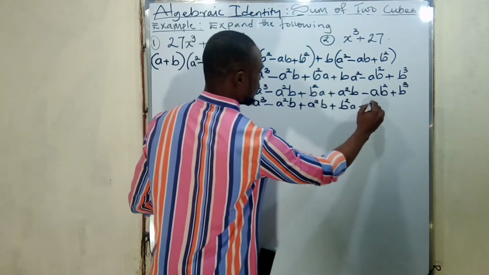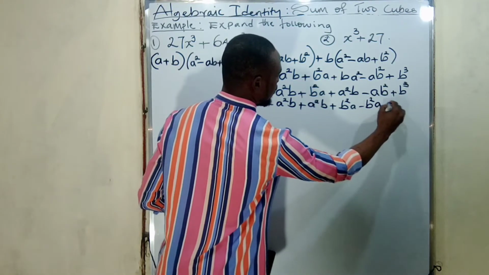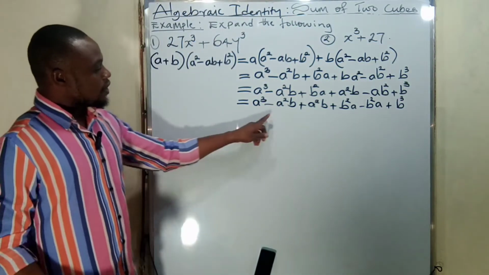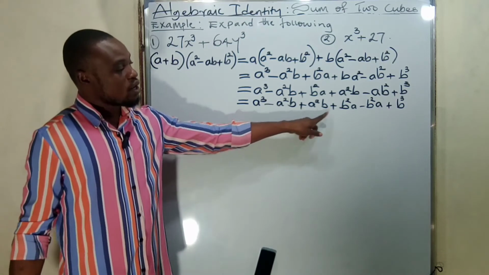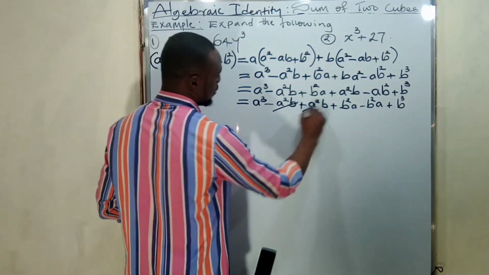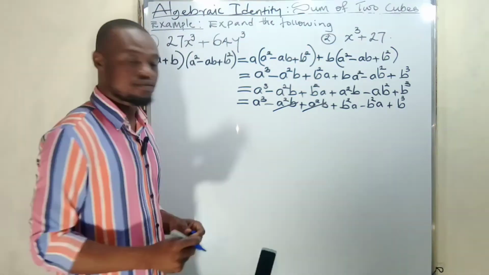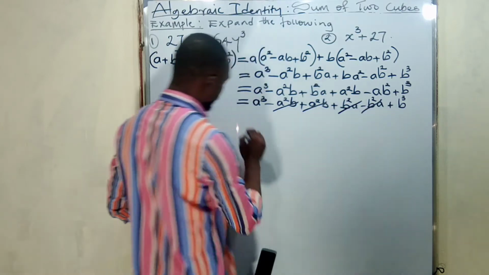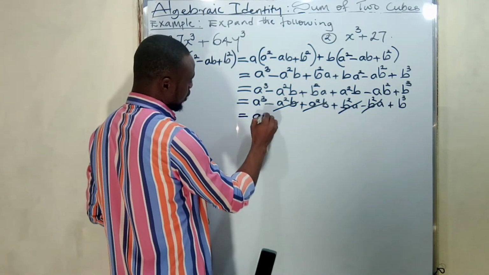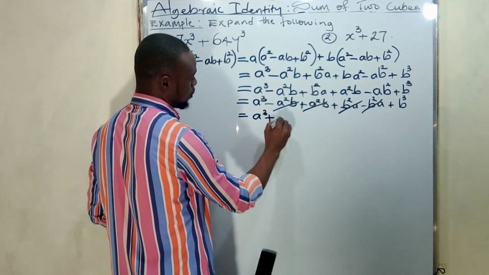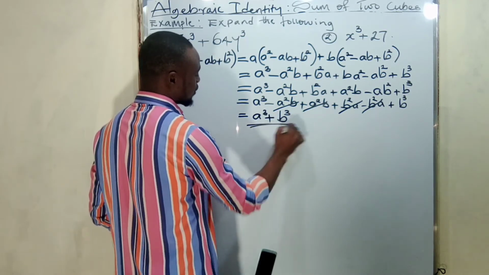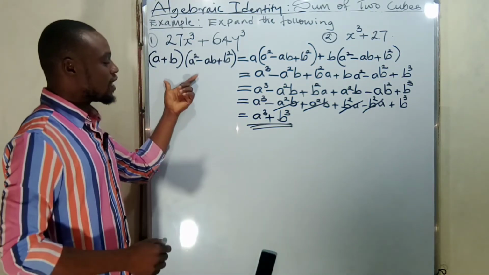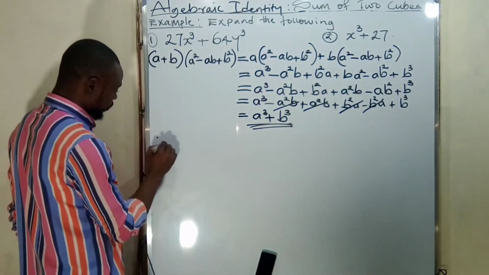Minus b squared a, b squared a plus b cubed. Okay. Now a squared b and minus a squared b go, because it's minus and the signs are different, so it goes. Likewise, the signs are different, so this goes also. So finally, we're left with a cubed plus b cubed as the expression for this particular expansion.